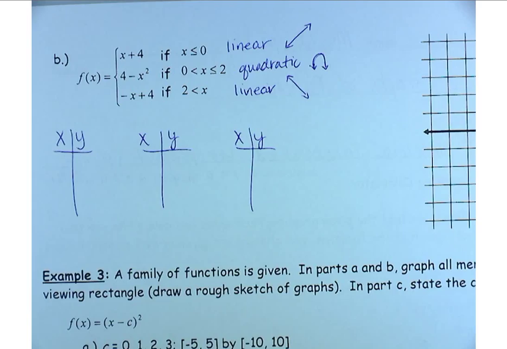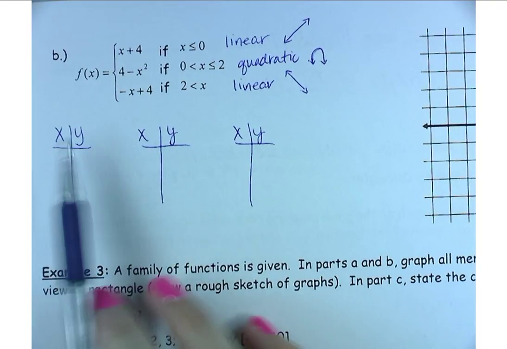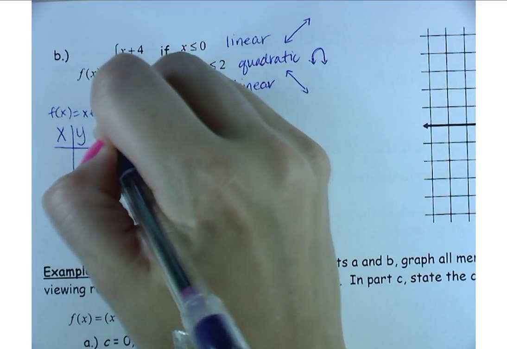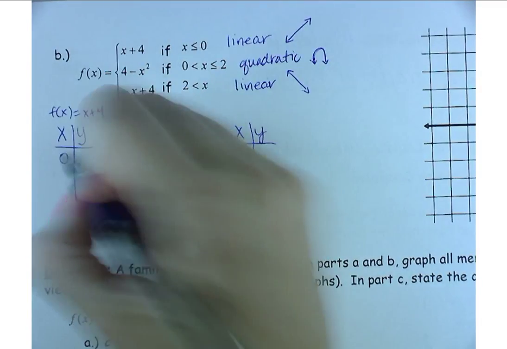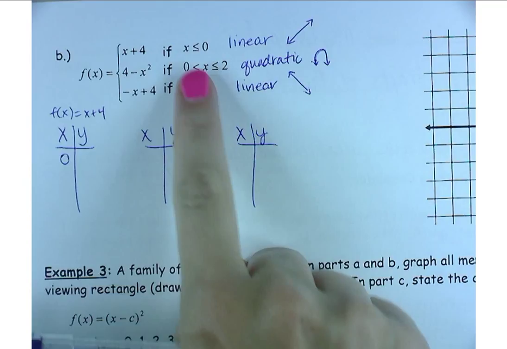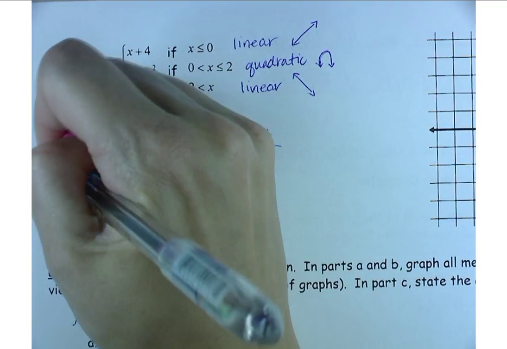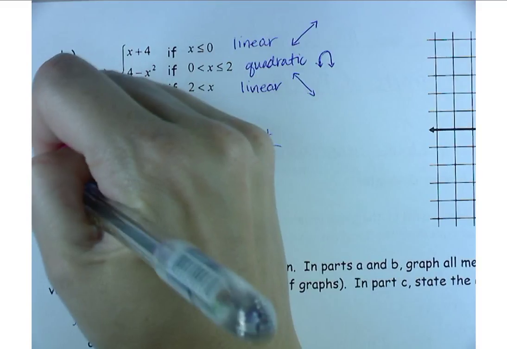So let's actually go through, let's do our key values first. Okay? Colin, what's our key value for the first one of f of x equals x plus 4? 0. Yep, so 0 is our key value. Is that going to be an open circle or a closed one, Colin? Closed. Closed, good. Okay, so I'm just going to put closed.